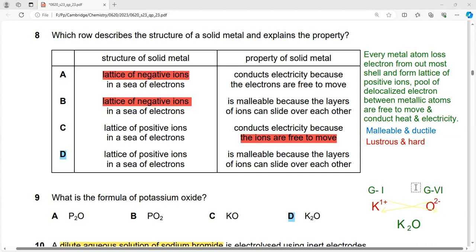On the basis of these properties, look at option A, the lattice of negative ions. A metallic solid does not make negative ions. Every metallic atom loses 1, 2 or 3 electrons, so they make positive ions. That's why A and B are wrong options. In C, they make positive ions in a sea of electrons, but it says they conduct electricity because their ions can move. That's a wrong option. Their electrons can move; ions cannot move. So D, the lattice of positive ions in a sea of electrons, is correct. It's malleable. Why? Because the layers of electrons can slide over each other, and they can be converted into thin sheets. So D is our correct option.